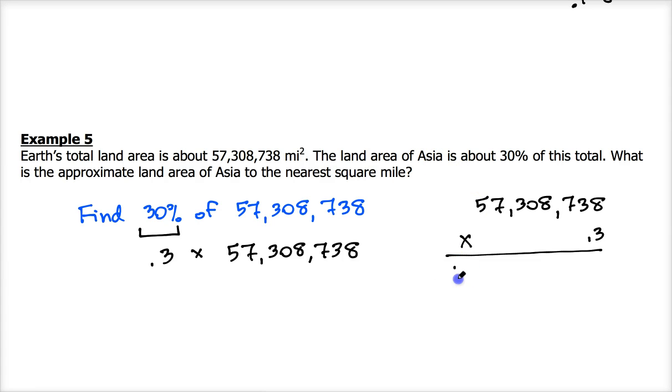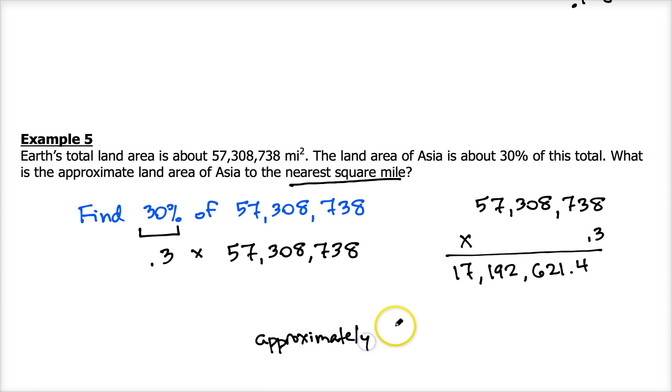You should get 17,192,621.4. And because this asked us to round to the nearest square mile, we would round this down to the nearest whole. So we get approximately 17,192,621 square miles.